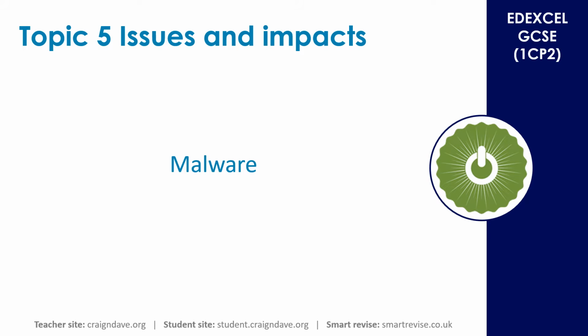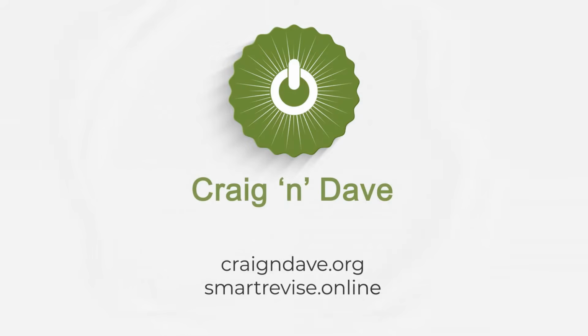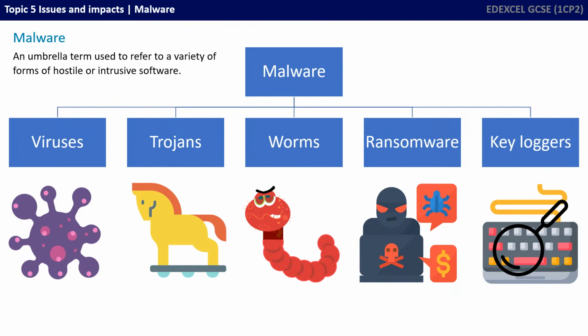In this video, we look at the following cybersecurity threat: malware. So the first thing to understand is that malware is actually an umbrella term used to refer to a variety of forms of hostile or intrusive software. It covers a vast range of subcategories, but there are 5 that you need to know about for your exam, and that's viruses, trojans, worms, ransomware, and keyloggers.